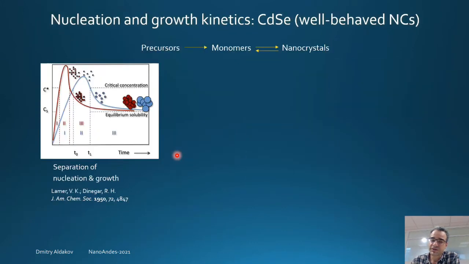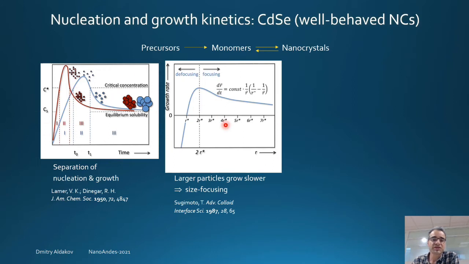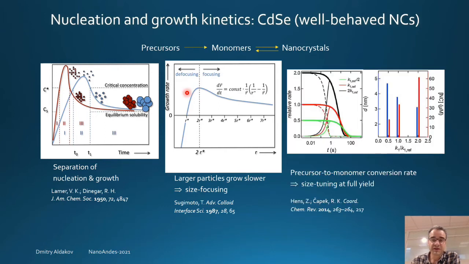But why is it so different? If we compare it to cadmium selenide, we see that in cadmium selenide you have a very nice clear separation of nucleation and growth, strictly following the LaMer diagram. We have what we call size focusing, so above a certain size of the nanocrystals you get narrowing of the size dispersion of these nanocrystals, which is not the case at all for indium phosphide. And finally, you have size tuning at full yield.